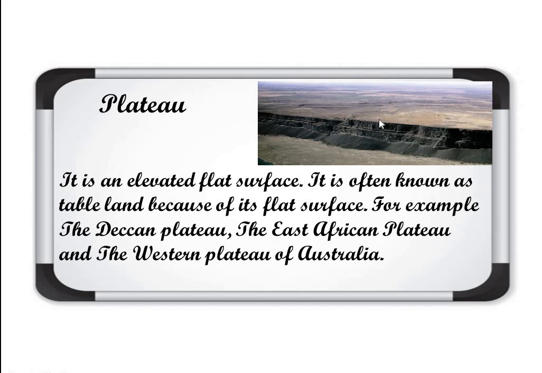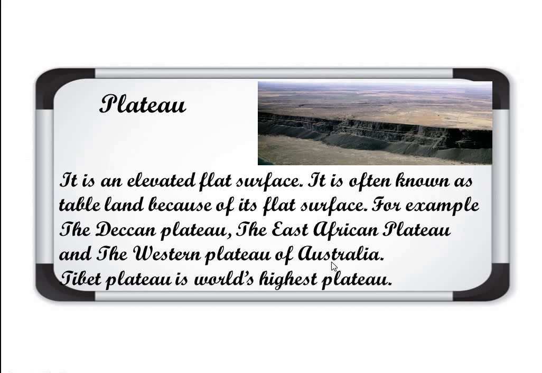And it is also known as tableland. Why? Because like a table is an object that is raised but flat at the surface. So that's why it is known as the tableland also. Deccan Plateau, one of the oldest plateaus in India. East African Plateau, and the Western Plateau of Australia, are examples of plateaus. One more example, the Tibet Plateau. If we talk about the world's highest plateau, that is the Tibet Plateau with a height of 4,000 to 6,000 meters.